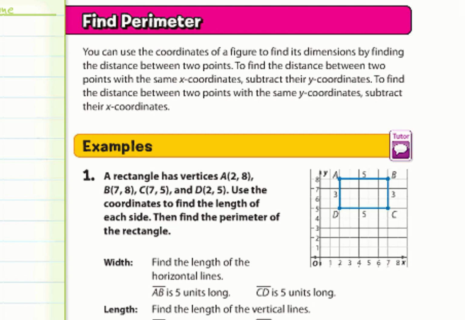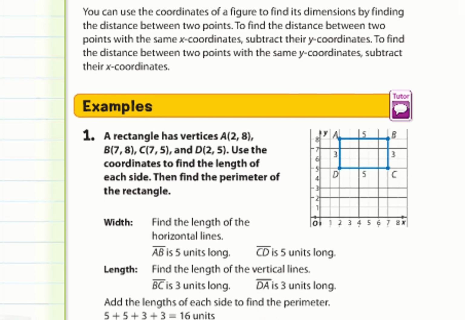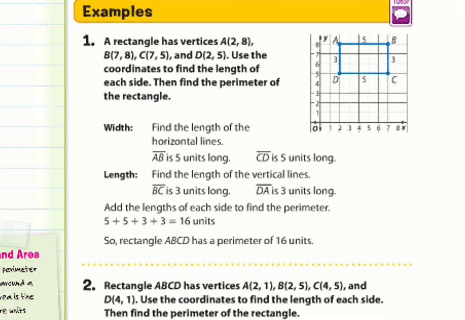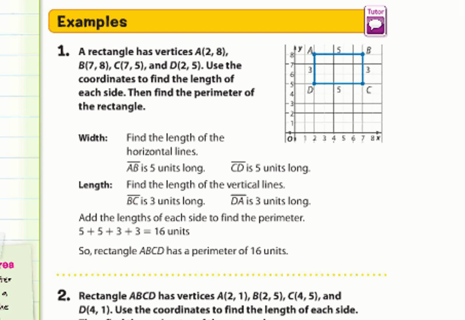So find perimeter. You can use the coordinates of a figure to find its dimensions by finding the distance between 2 points. To find the distance between 2 points with the same x-coordinates, subtract their y-coordinates. To find the distance between 2 points with the same y-coordinates, subtract the x-coordinates. So number 1, a rectangle has vertices (2, 8), (7, 8), (7, 5), and (2, 5). Use the coordinates to find the lengths of each side, then find the perimeter of the rectangle.